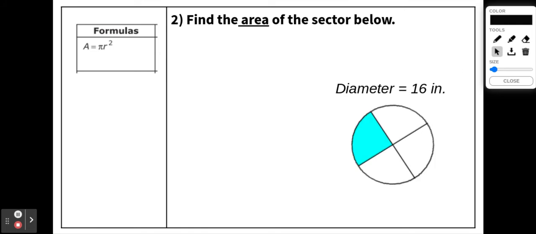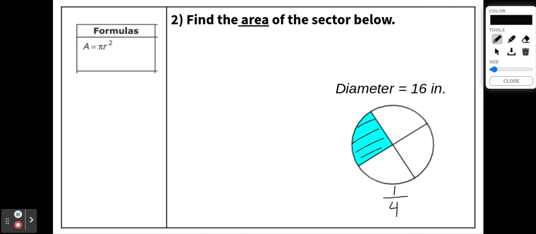Go ahead and move on to number 2. Here the diameter that we're given for the circle is 16 inches. Notice that that is diameter. Okay, we want to find the area of the sector, the blue shaded part. And notice that the circle is broken up into 4 equal parts. So that shaded part right here is 1/4 of the entire circle. Wow, I don't know what happened to that 4. Let's try that again. 1/4 of the entire circle.